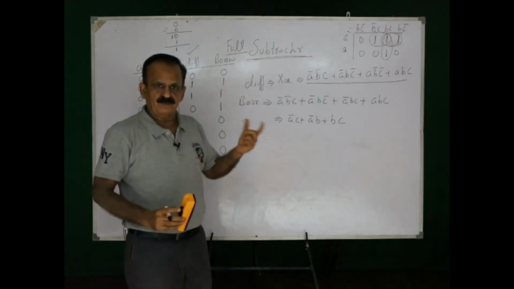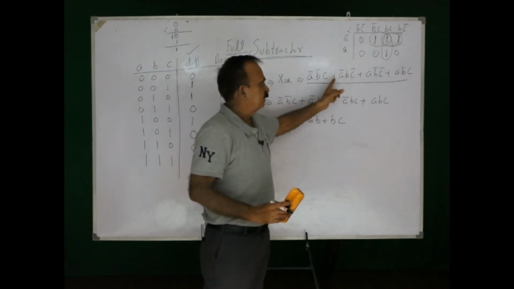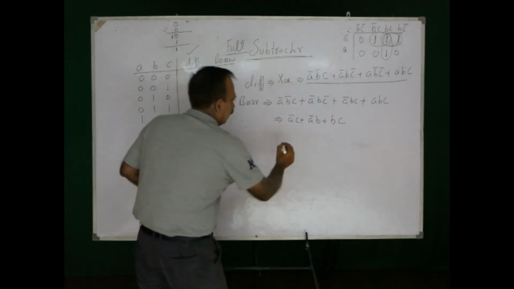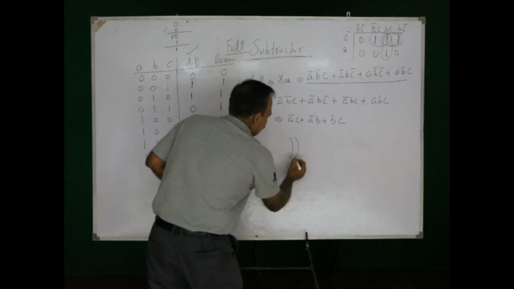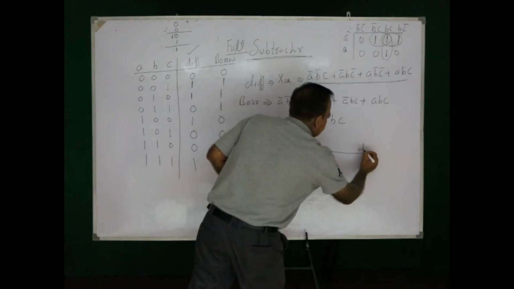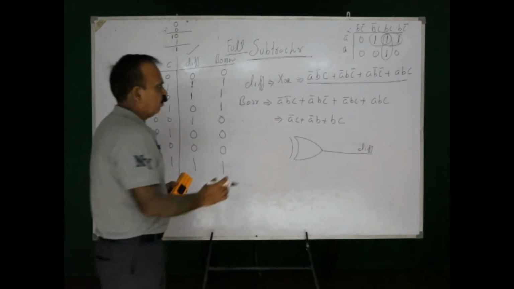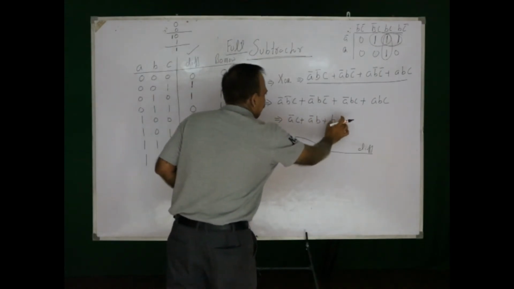Now my next process will be designing the circuit for this. Now this is nothing but the XOR gate. I hope we should go for this XOR gate. This one is the XOR gate, and this output is in the form of difference. For borrow it is 3 AND gates.